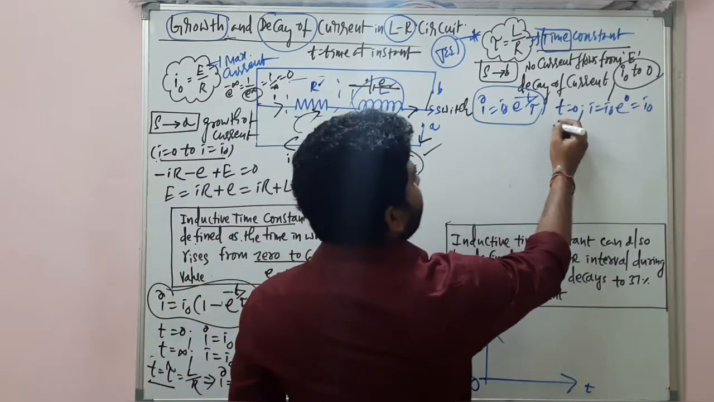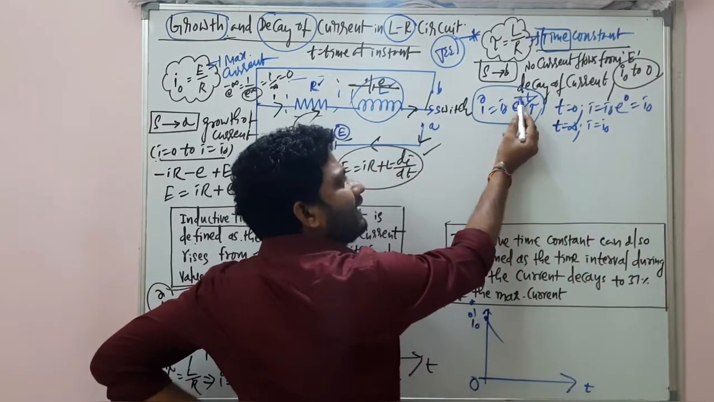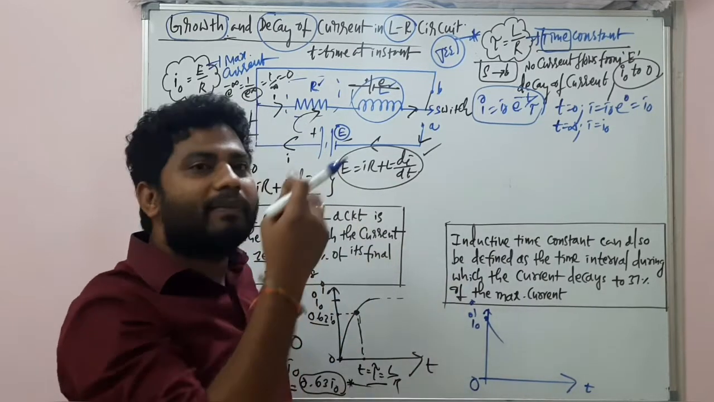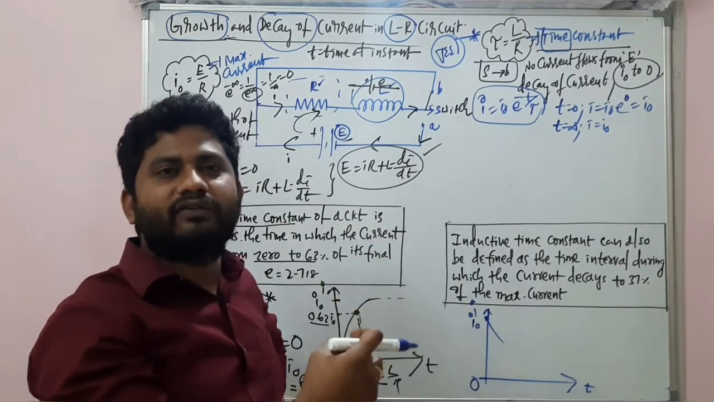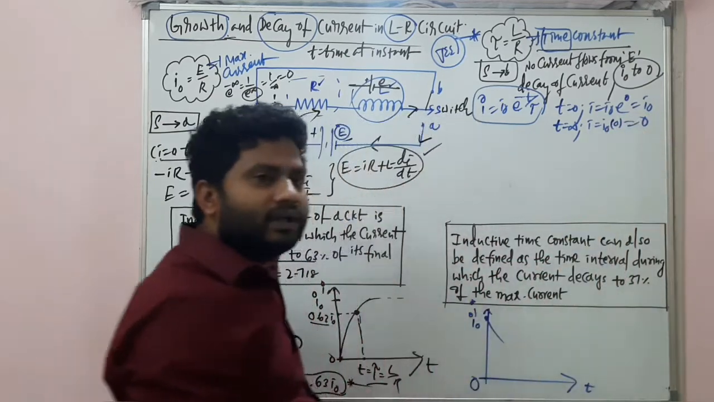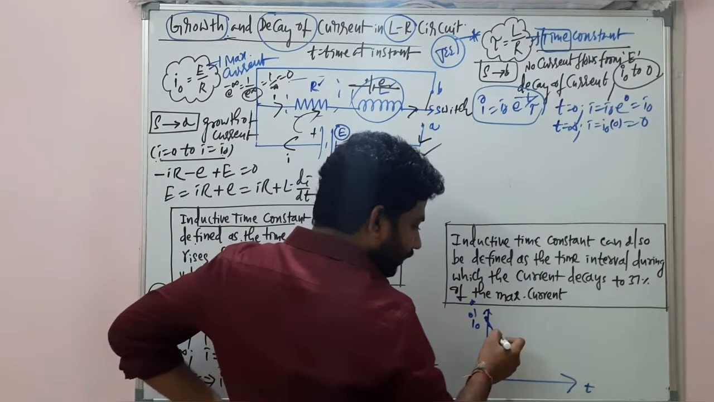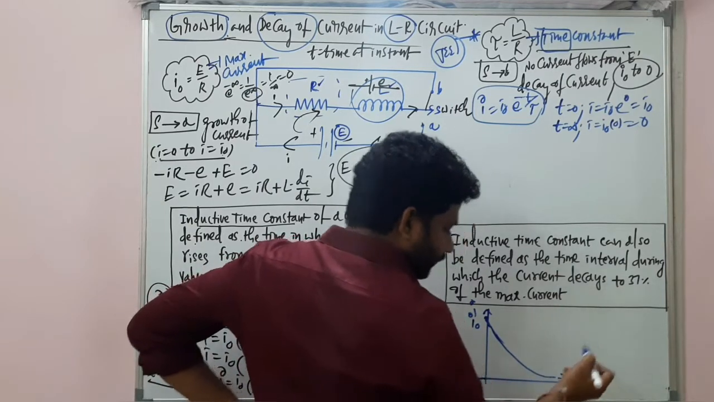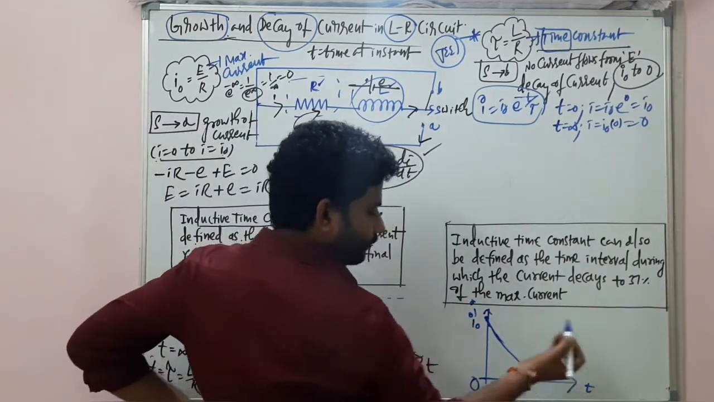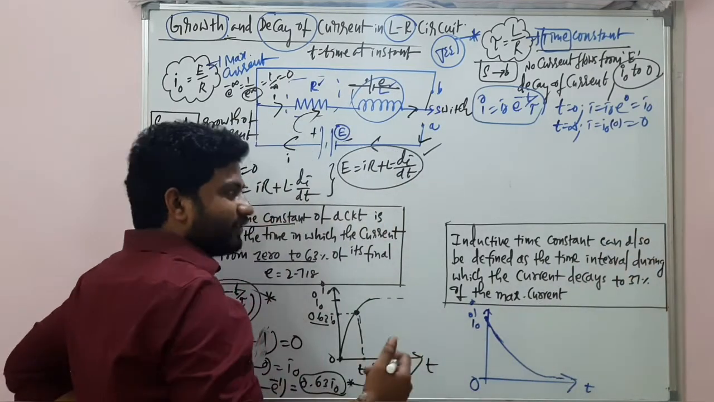Now, imagine when time is infinite, what happens? I is equal to I naught into e to the power minus infinite by tau. Infinite by tau is infinity. So minus infinity. E to the power minus infinity will be 1 by e to the power infinity. E to the power infinity is infinity. 1 by infinity is 0. So at infinity, the value of the current reaches 0. So minimum value, we get it like this, it goes. Here also it is going like this, you can see. Understand? At infinity only, the minimum value of the current it reaches.